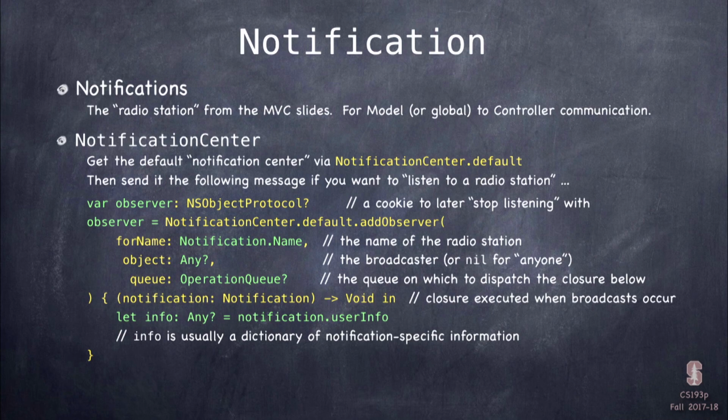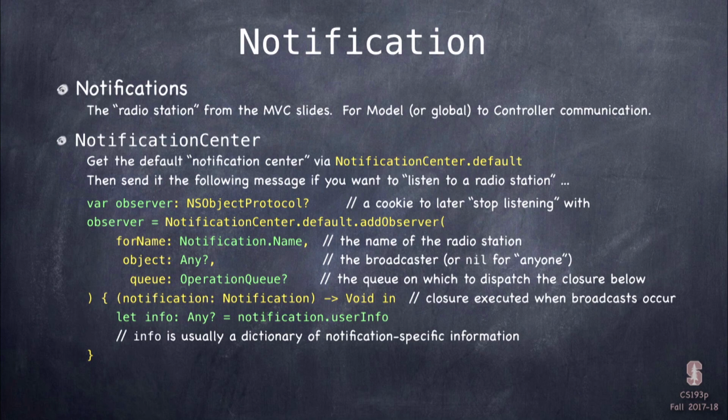And when you look in the documentation for Notification.Name to find all the radio stations, they will say, when we broadcast, we include the following keys in the dictionary, this information. So that's a very important piece to understand, is that your closure has this one argument, notification. You look at the var userInfo in that notification to get the music that's coming across the radio station right now.